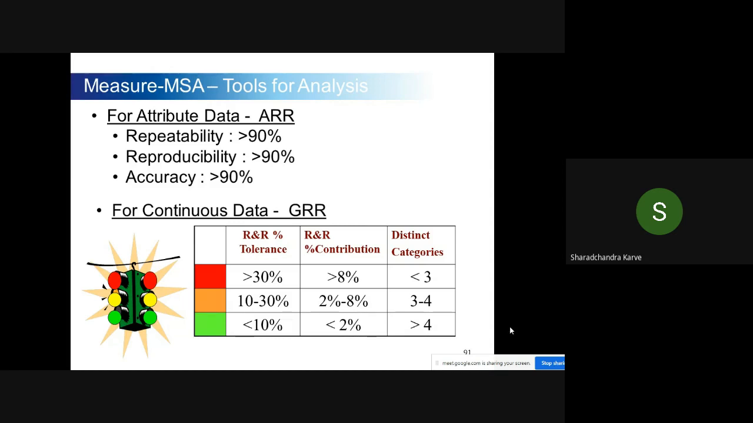Distinct categories is nothing but what I explained on the earlier slide. It is the number of distinct categories, that is, the least count of the process. Is the system capable of measuring if I improve marginally, or my improvement is slight, whether I will be able to detect that using my measurement system. That is important for the resolution of the system. So with this check on the measurement system, we go ahead in the project.